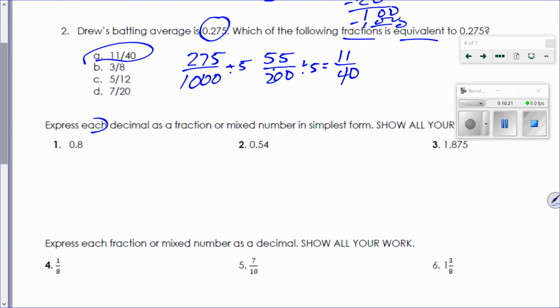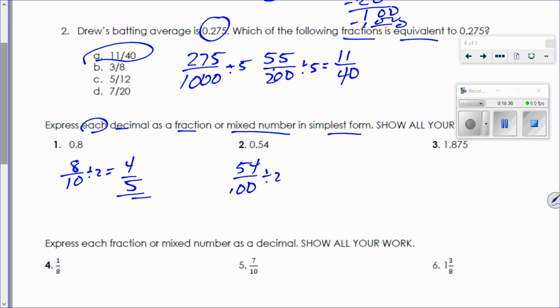Okay, express each decimal as a fraction or mixed number in simplest form. So say it. 8/10, write it. 8/10, simplify it. Divide by 2, 4/5. Say it. 5400ths, write it. 5400ths, simplify it. I can divide those by 2, gets me 27/50ths.